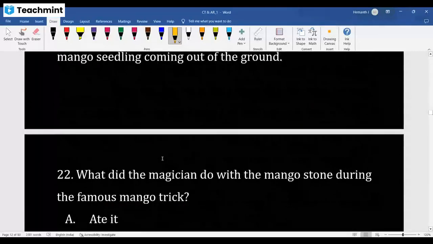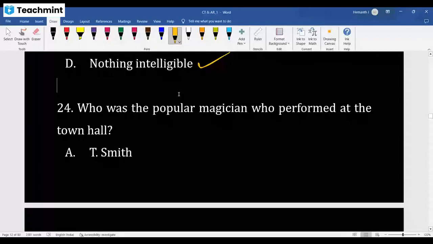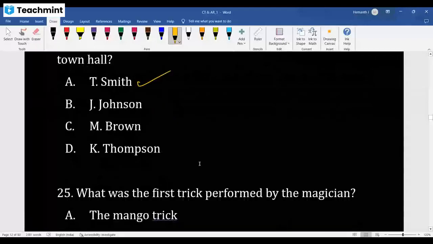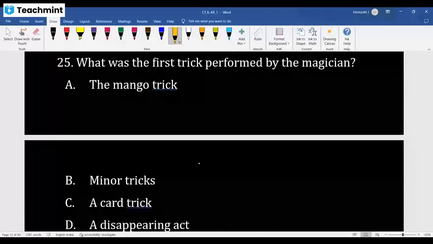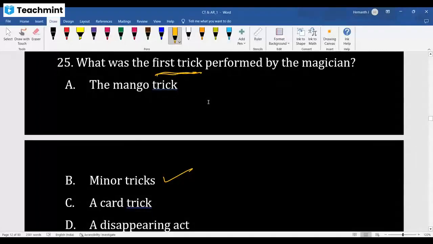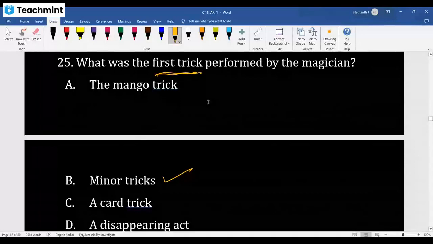Who was the popular magician who performed at the town hall? Who is that magician? It is Smith. What was the first trick performed by the magician? After some minor tricks, he performed the famous mango trick. What was the first trick they said? Right, so first he performed some minor tricks, then he performed the mango trick.